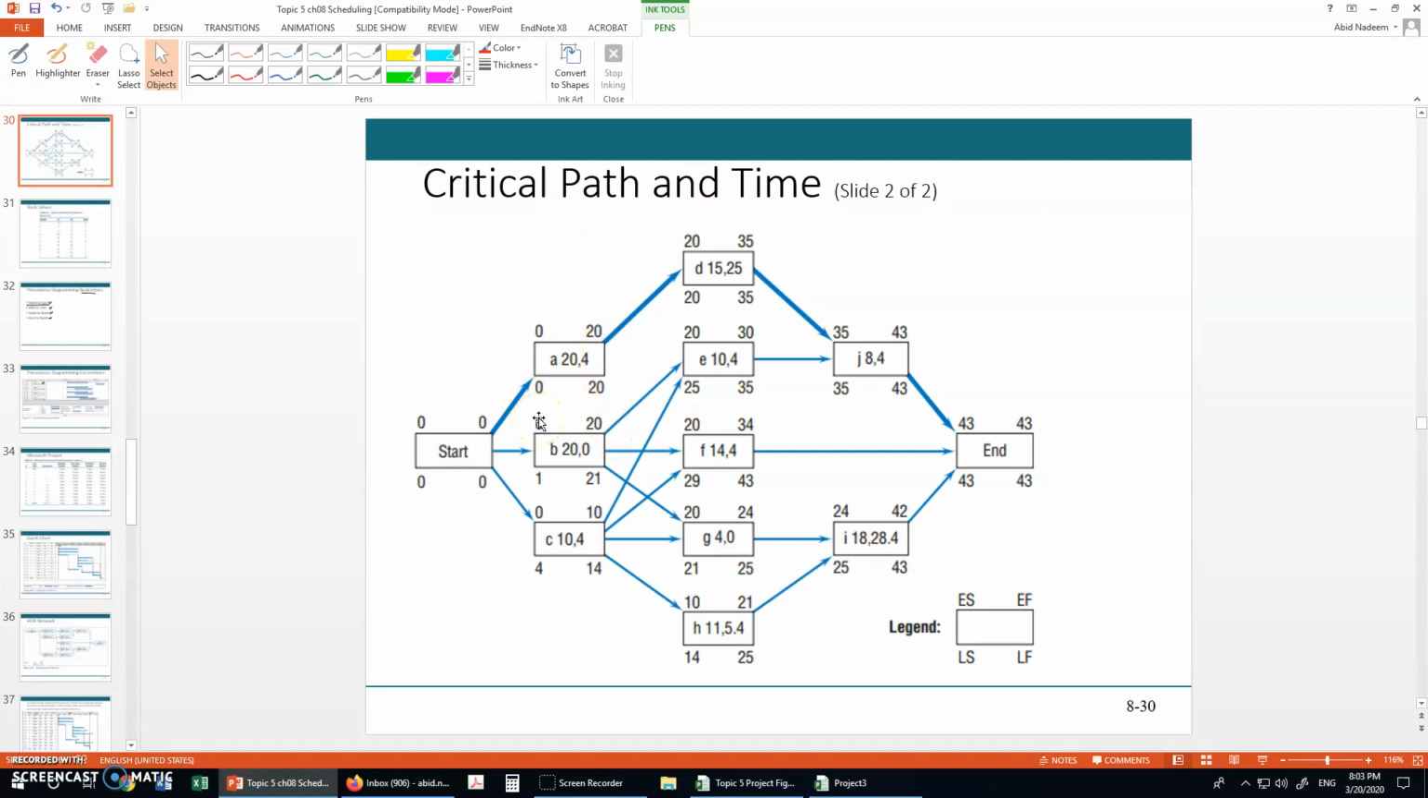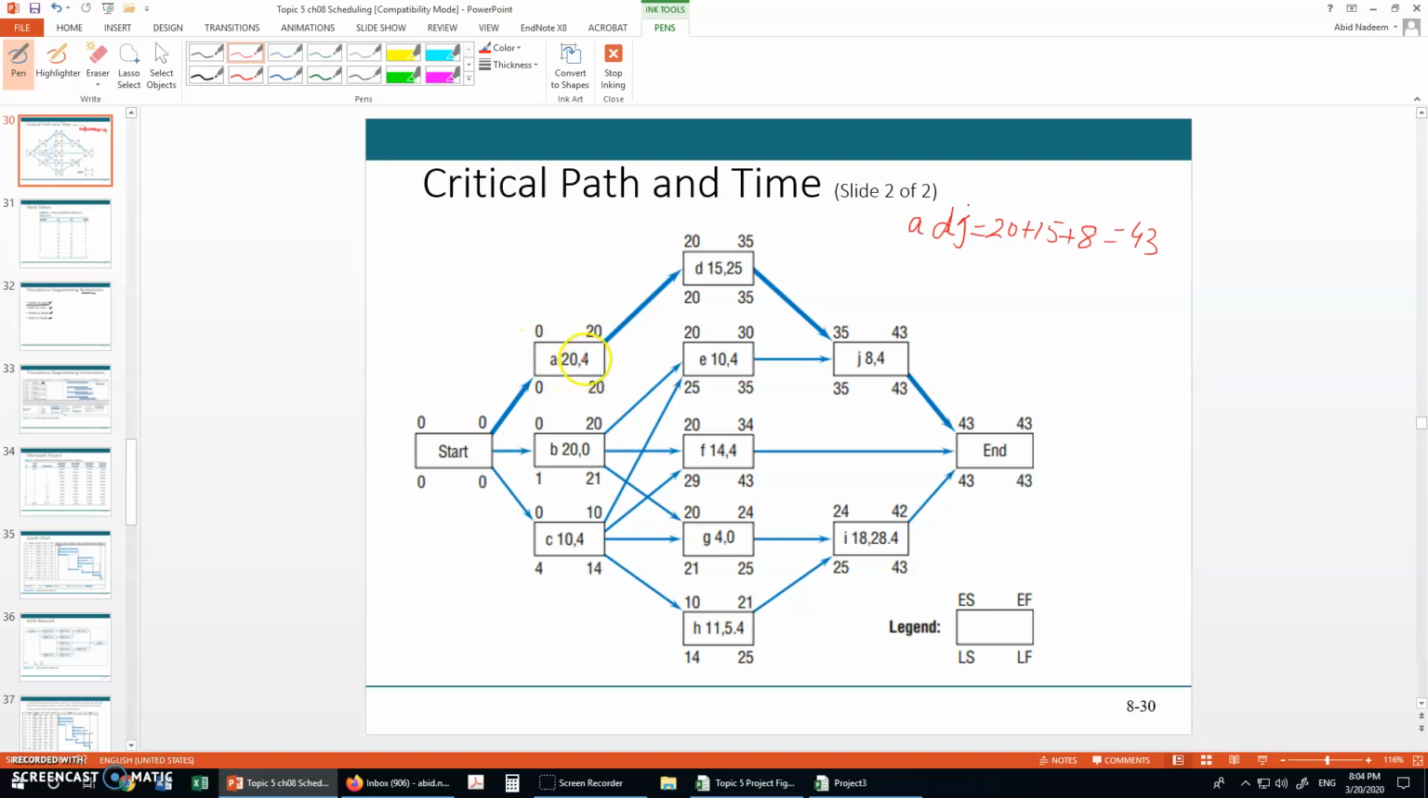And in this slide you can see that the critical path was A, D and J. Let me write it down over here: A, D and J is the critical path, and their durations were 20 plus 15 plus 8. So 20 plus 15 plus 8 is 43.